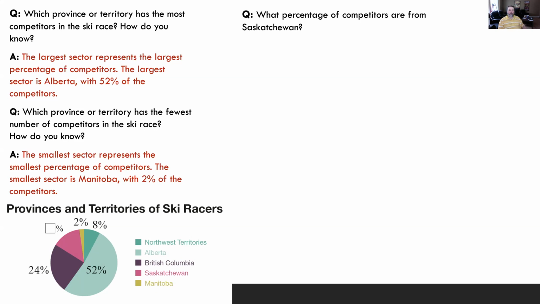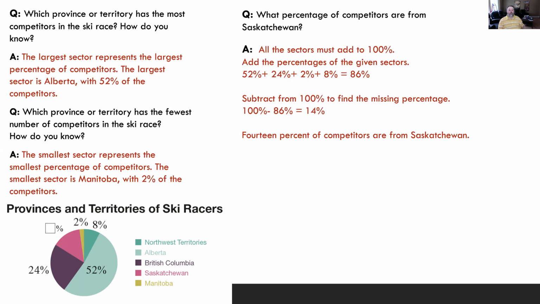What percentage of competitors are from Saskatchewan? Well, we can see Saskatchewan is the pink block, and there is no percentage represented in the pink block. So I'm going to have to do a little bit of calculating. I know that all of the sectors have to add up to 100. So I can add the percentages of the sectors that have been given. 52% plus 24 plus 2 plus 8 gives me a total of 86. And then I subtract that number from 100, because 100% is the whole. I subtract 86% and it leaves me with 14%. So I know that 14% of the competitors are from Saskatchewan.